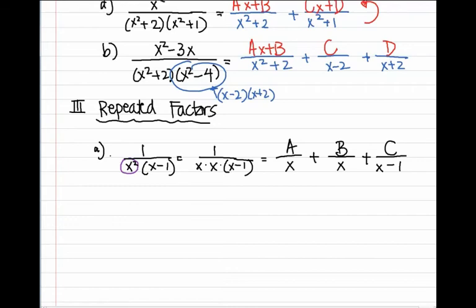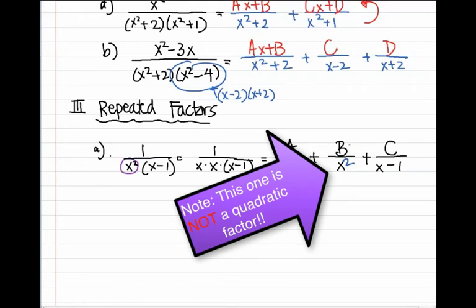So we actually do something a little bit different. Whenever you have a repeated factor, we would have an x, and the next one would be an x squared. Although we do not need to put a bx plus c above it, because it is still a linear factor.